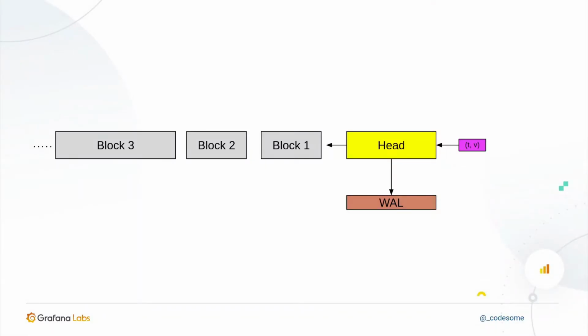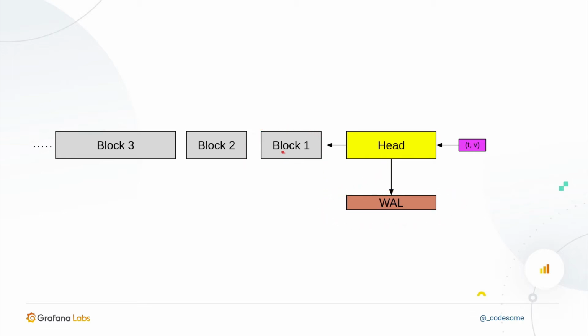So this is how the TSDB looks at a higher level. There is something called the head block, which is the in-memory part of the database, and there is a write-ahead log which is on the disk, which keeps the record of all the samples and series that are incoming in the head, so that whenever there is a crash we can recover the data from the write-ahead log.